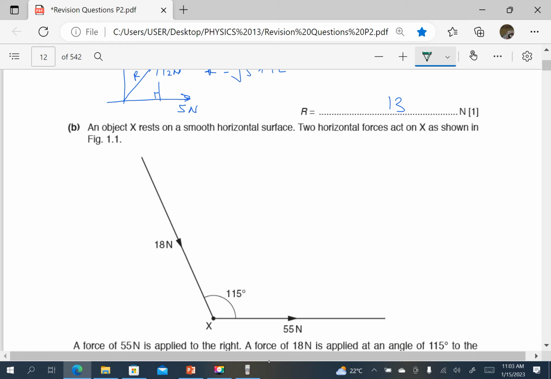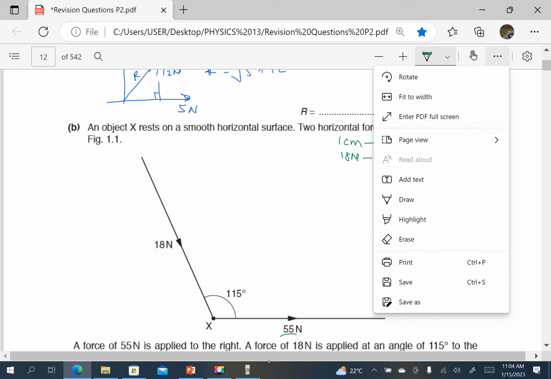Using a scale diagram, you had two choices: resolving or scale. So for a scale, I would say 1 centimeter will represent 1 newton. No, not 1, 10 newtons. 1 centimeter will represent 10 newtons, so it means 18 newtons. I will measure. Let me use the other side for the scale.